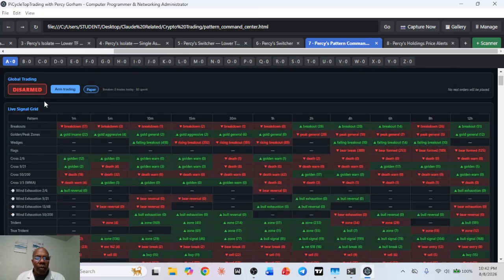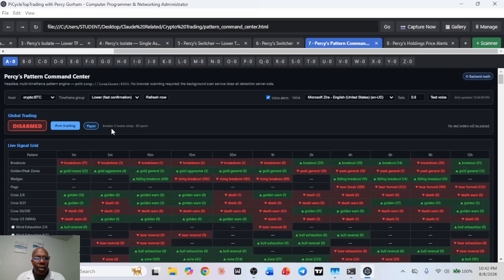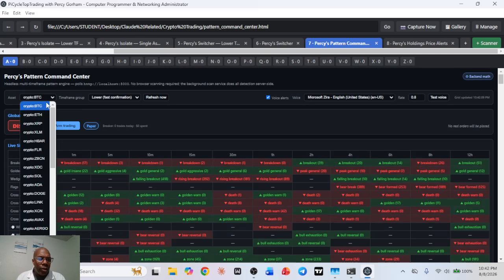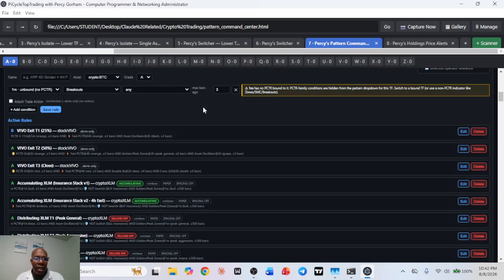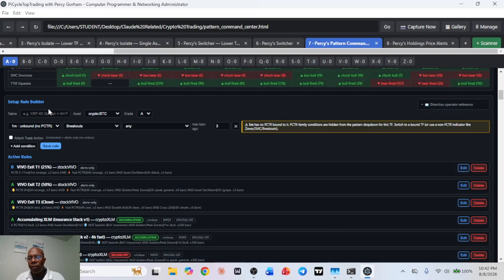And we are disarmed. We are not live trading. This is paper trading, right? If we arm, we're going live, right? We can choose one particular asset just to see what's going on with that particular asset. I'm just going to leave it on Bitcoin. And we can see just some homemade trades we can build, which is beautiful, right?